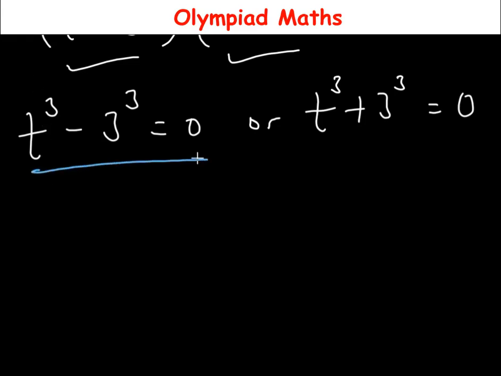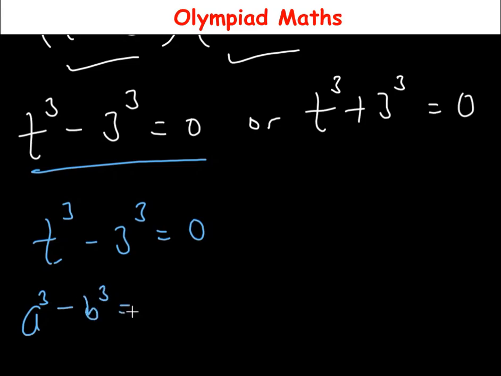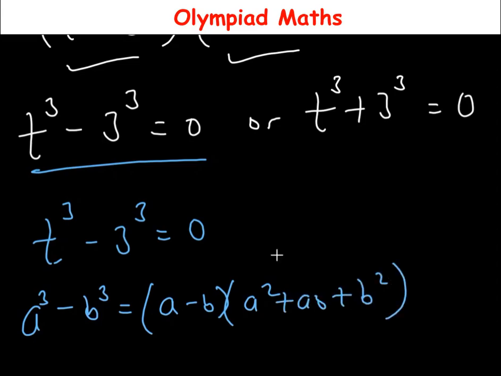Okay, so for the first equation, we have t raised to power 3 minus 3 raised to power 3 is equal to 0. Now looking at this, what we have is difference of 2 cube. Now if you have a raised to power 3 minus b raised to power 3, this is equal to, in brackets, a minus b multiplied by a squared plus ab plus b squared.